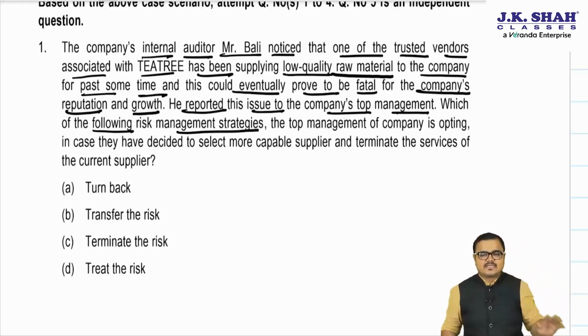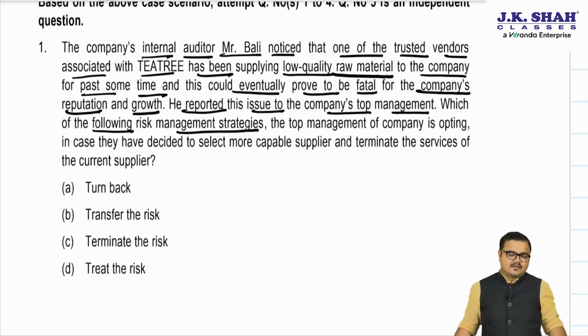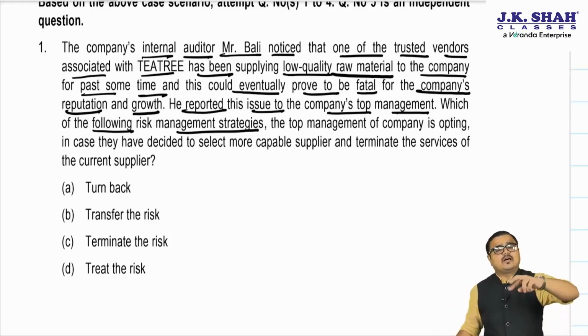So, risk management strategies, I hope you remember. Yes, sir. First one, if it is possible, we should always tolerate or accept the risk. If the risk is manageable, then we should take this risk. But if this risk is not manageable, then we have a second one, called terminate or eliminate the risk.